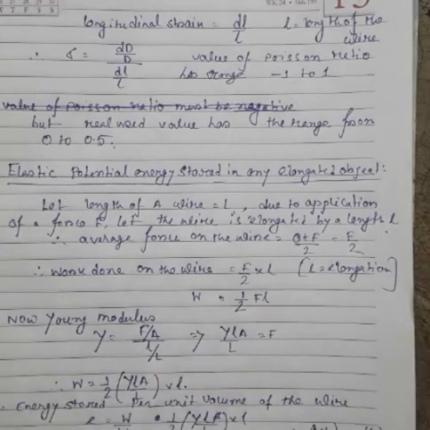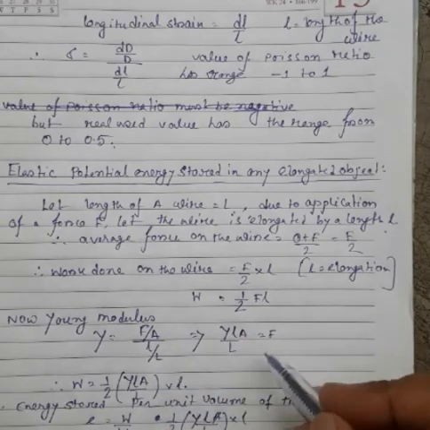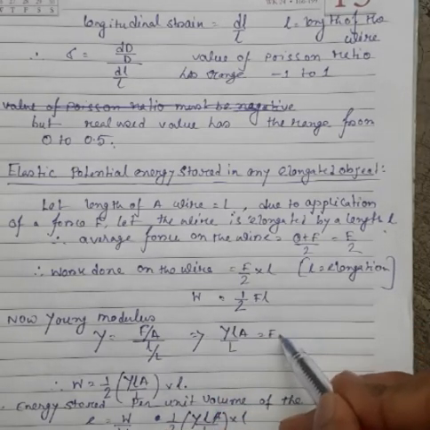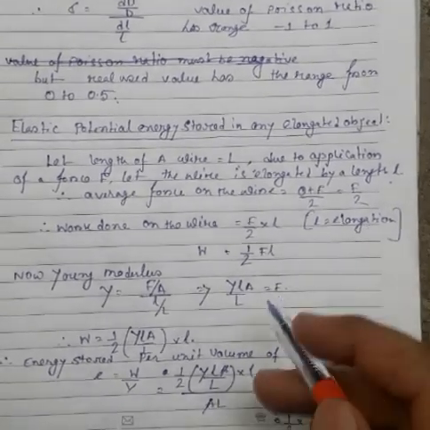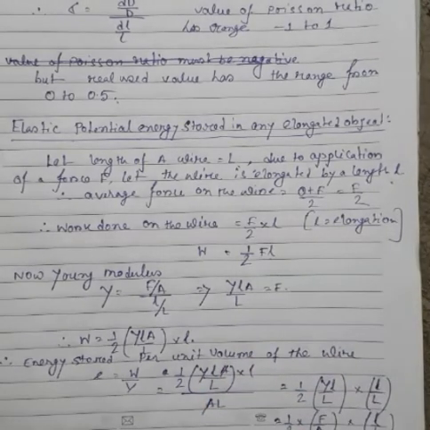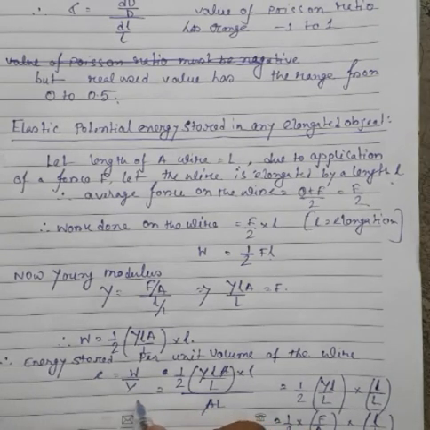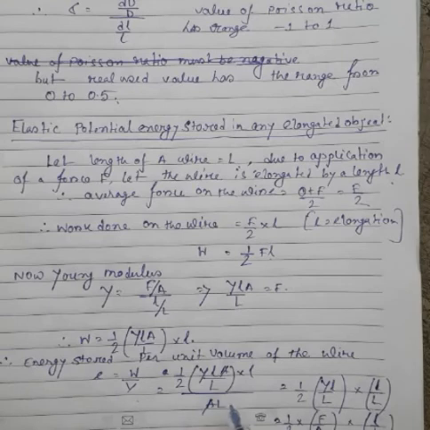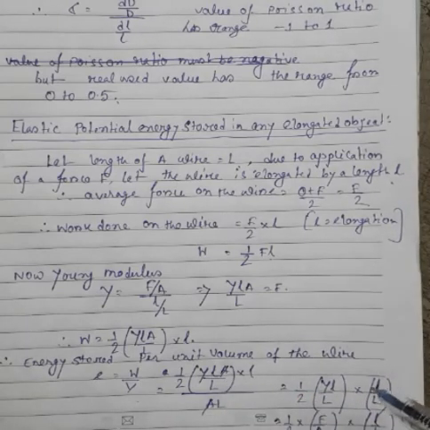Now Young modulus, as we know, Y equals F by A divided by small l by capital L, and from that we get F equals YAl by capital L. Just put the value of F in the equation. Now, energy stored per unit volume of the wire: how will we get this? That is W by V, where V is the volume of the material. Length multiplied by the area is the volume, so both the A will cancel.